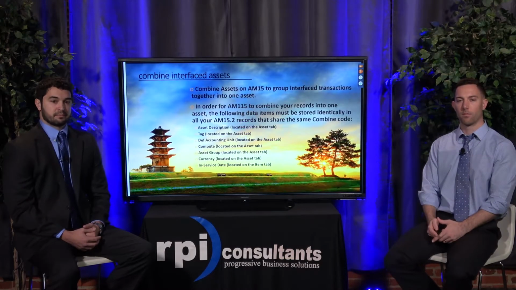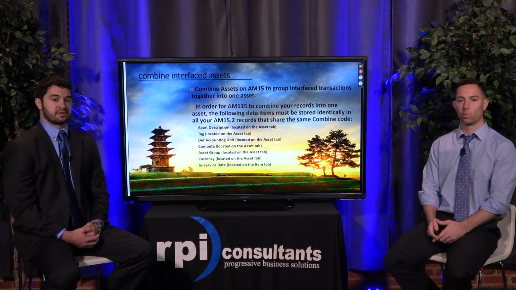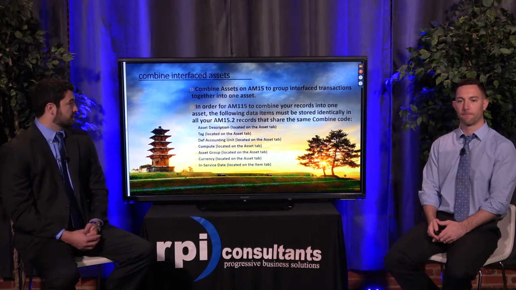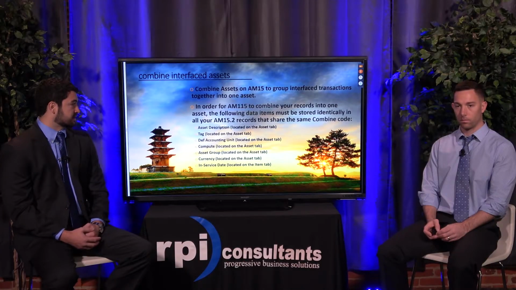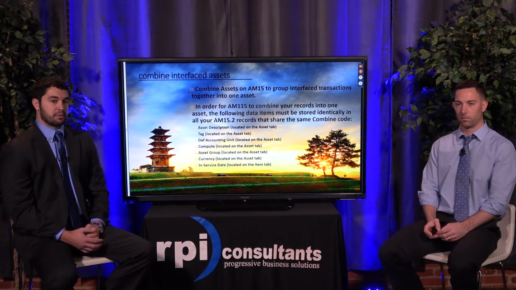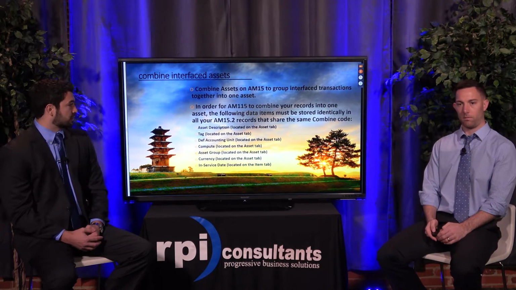All right, so combining interfaced assets. You can combine them. AM15 will group interface transactions together into one single asset. And the job AM115 will combine your records into one asset, but there is a catch. So this list here of asset description, tag, accounting unit, compute, asset group, currency, and in-service date, they all need to be stored identically on your AM15.2 records, and then they need to share the same combined code. So it is case sensitive, so lowercase and capitals do matter, and as long as everything is identical and you put the same combined code, you'll be able to combine that into one asset. So I think we have a screenshot here.